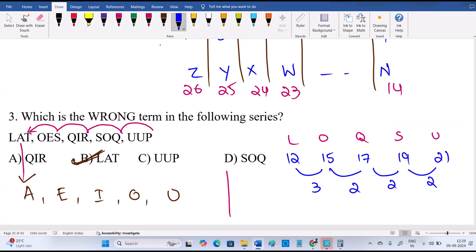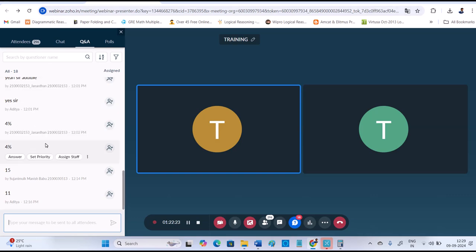We want a two-letter difference. This is the problem. Instead of L, we need C, M. The middle is vowels, and the last letter is P, Q, R, S, T in reverse. Perfect, right? The middle one is vowels. No doubt in that.